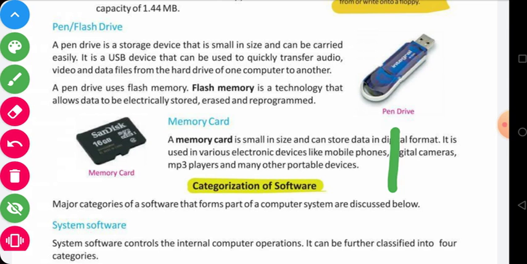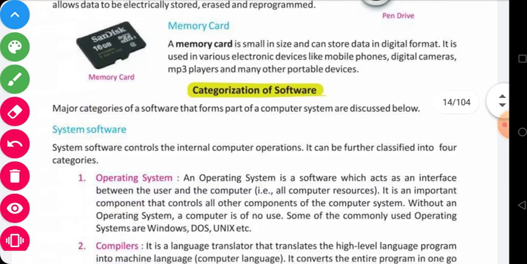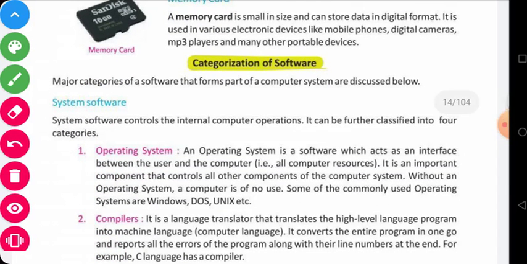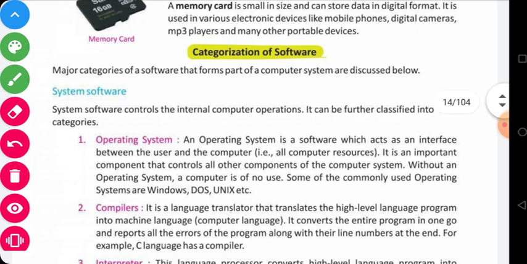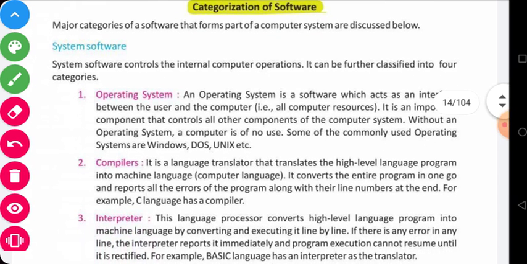Now we are going to learn some types of software which are important in our computer. The first one is system software. As the name suggests, system software is the kind of software which is required by our computer so that it can work efficiently and smoothly. And there are various types of software that come under the category of system software. Generally it is classified into four categories.